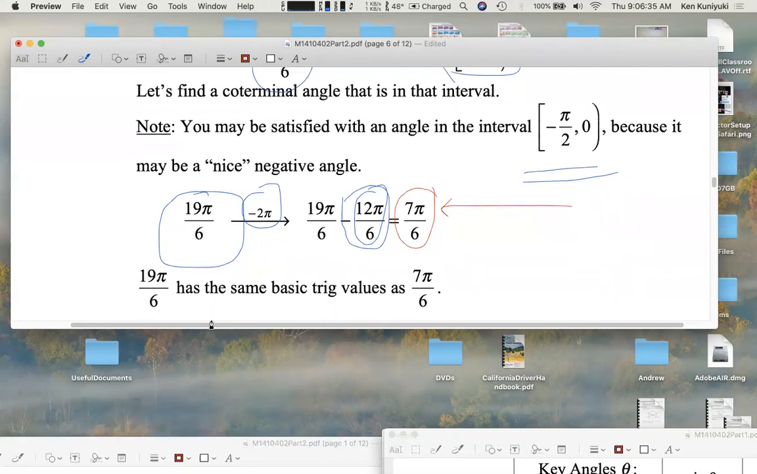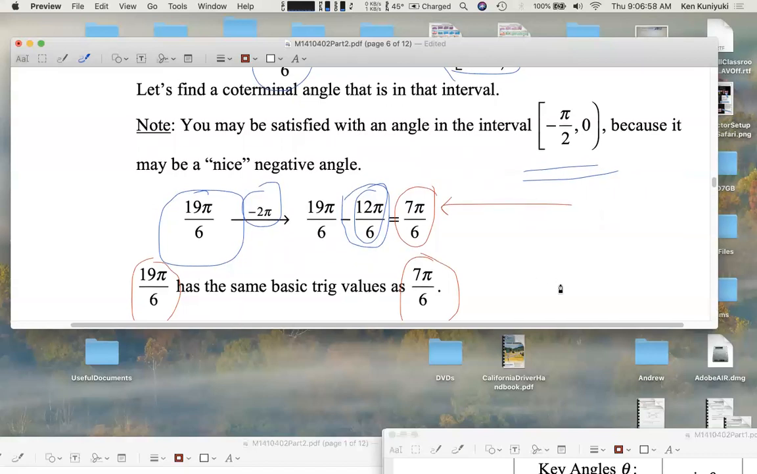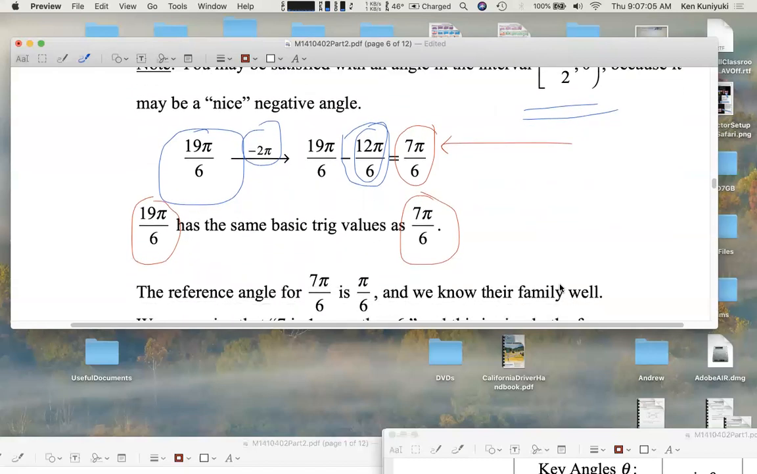Okay. And we like coterminal angles because 7 pi over 6 will have the same trig values as 19 pi over 6, including the signs, positive and negative. So 19 pi over 6 and 7 pi over 6 will have the same data sheet in terms of the 6 basic trig values and also in terms of their reference angle and quadrant. Coterminal angles that aren't quadrantal have that great property. They have the same reference angle and quadrant.